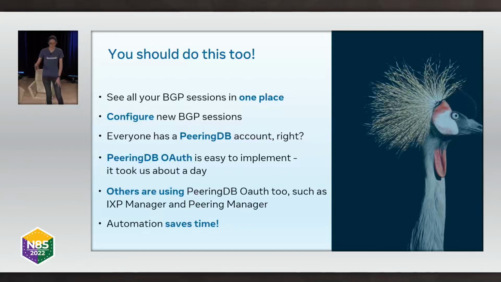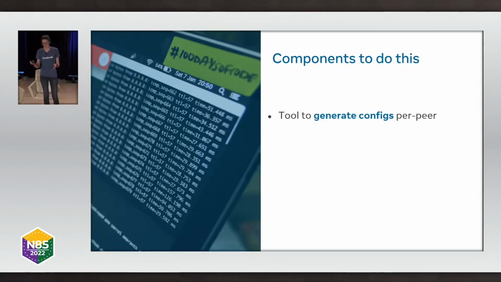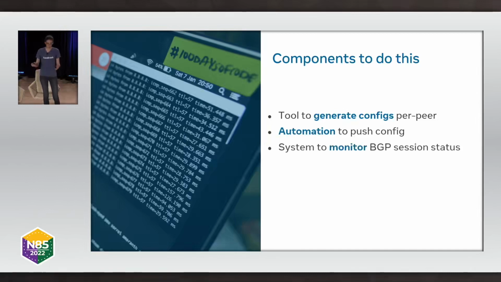So if you are interested, these are the components that you would need to do this yourself. You'll need some tool that will generate per-peer configs for your routers. There are some open source ones for this. You need the automation to actually push the config, again, so that a human doesn't have to do it.